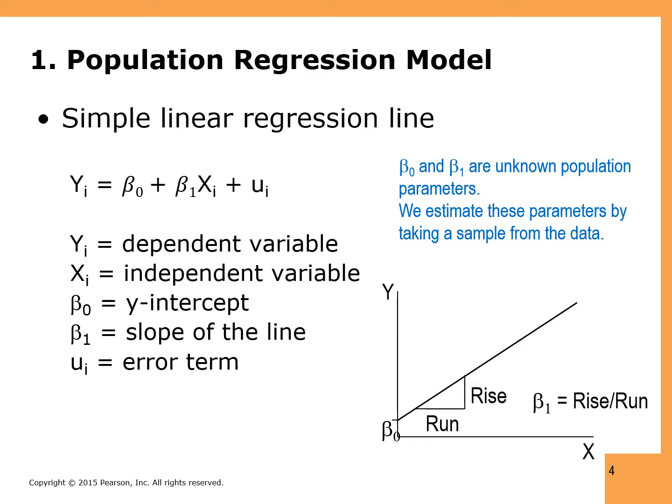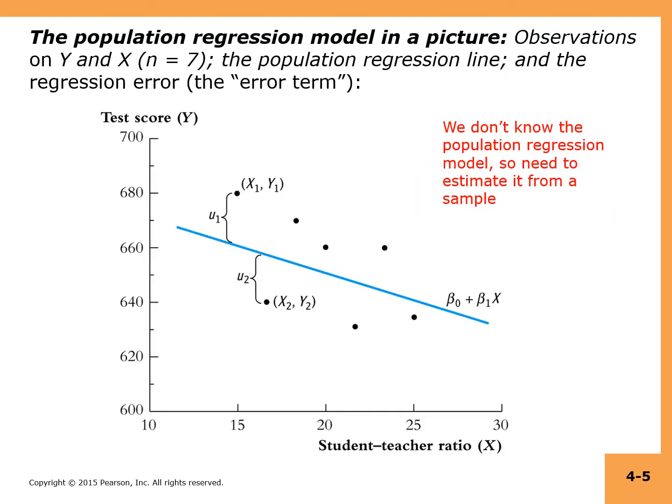Since we're talking about the population regression model, beta 0 and beta 1 are unknown parameters. And we can estimate these unknown parameters by taking a sample from the data. So let's look at this example. Imagine that we are interested in the relationship between test scores and student-teacher ratio, and we only have 7 observations in this population.